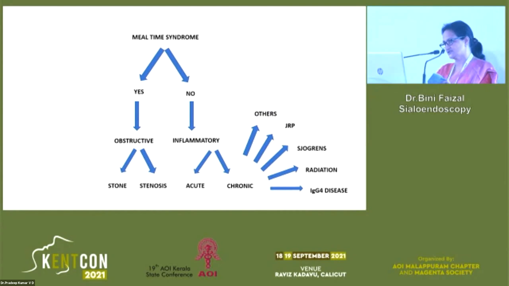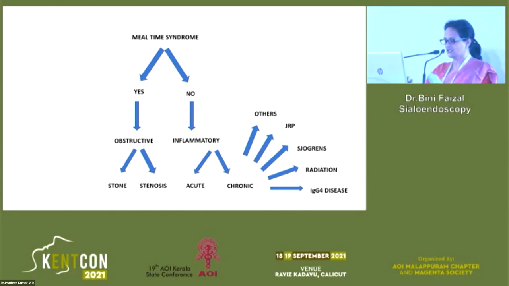Or if you feel it is inflammatory, you have to find out whether it is an acute or a chronic thing. Now, if it is chronic, it could be anything from juvenile recurrent parotitis, Sjogren's, radiation, depending on the history. And sometimes some of these inflammatory conditions, because of the ductitis, present with obstructive symptoms. So actually all these things are overlapping.